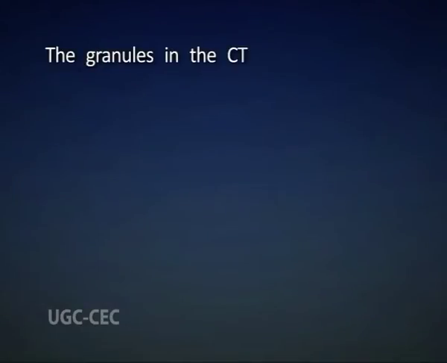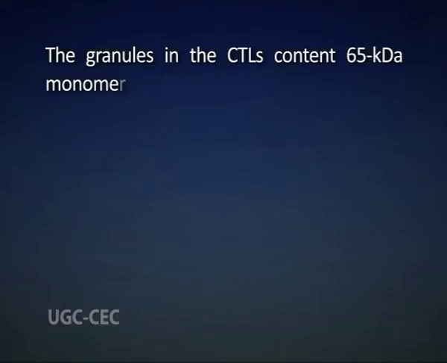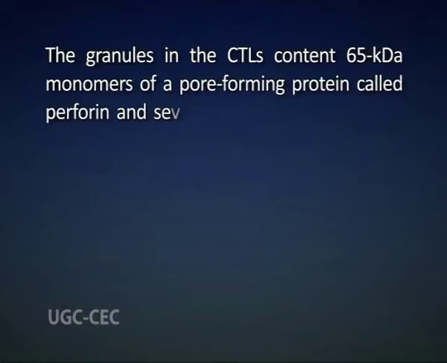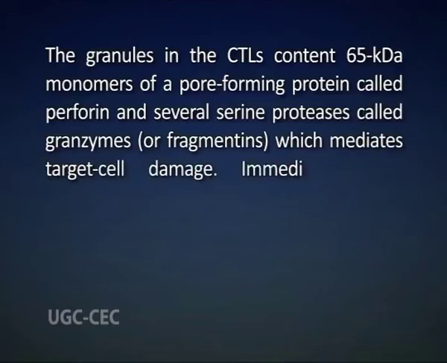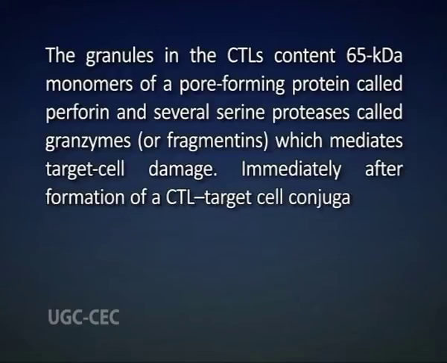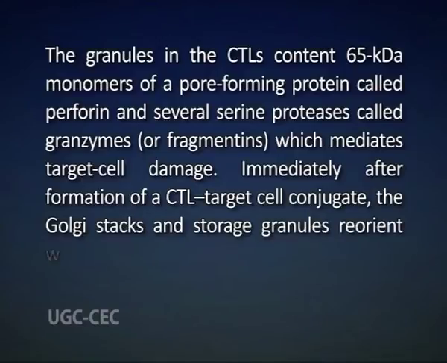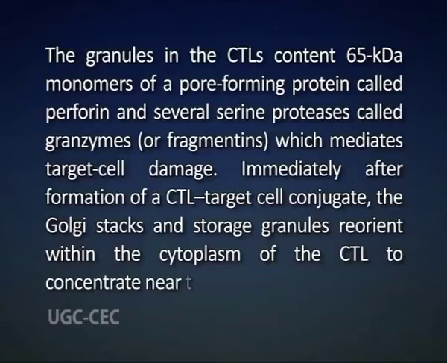The granules in the CTLs contain 64 kilodalton monomers of pore-forming proteins called perforins and several serine proteases called granzymes or fragmentins, which mediate target cell damage. Immediately after formation of CTL-target cell conjugates, the Golgi stacks and storage granules reorient within the cytoplasm of the CTL to concentrate near the junction with the target cell.